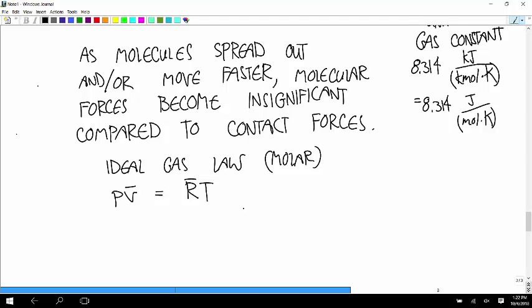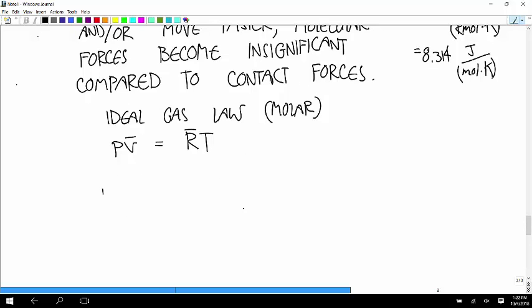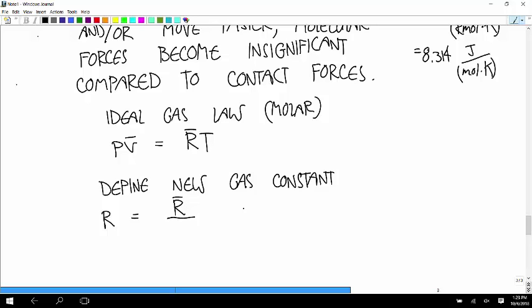The reason we're not going to tend to use it is because with tables and the calculations we do, it's always easier for us to calculate the specific volume per kilogram. And so we're going to define a new gas constant, R, that's equal to the universal gas constant divided by big M, where big M is the mass of the gas per mole.